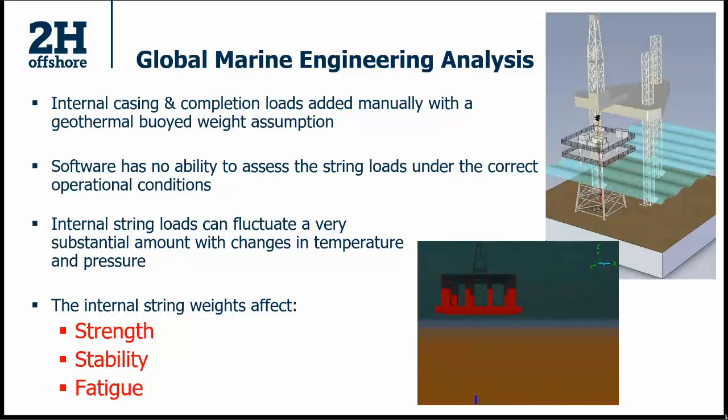The string weights, their effective weight is highly affected by temperature. So cold strings will contract and pull down with way in excess of their body condition. And likewise, the reverse, hot strings will unload themselves on the wellhead, and that's why we get the resultant wellhead movement. But the change in the effective string loads can fluctuate substantially with changes in temperature and pressure. And with those changes in loading, this affects a lot. It affects the strength and stability of surface conductors. These are particularly platform wells, we see this, and it even affects the damage that they accrue through fatigue.